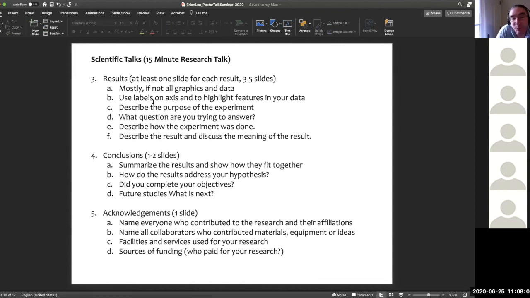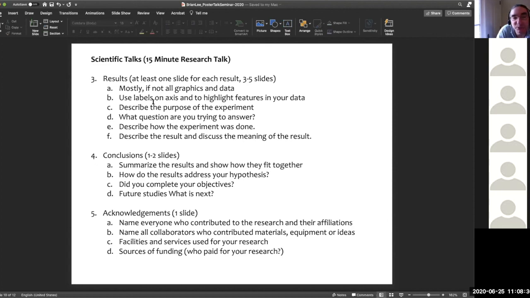You should describe the purpose of the experiment that you're doing. What question are you trying to answer with that experiment? And then describe how the experiment was done. You want people to understand what the experiment is and how you actually accomplished it. And then describe the result and discuss what the meaning of the result is. So this is kind of a combination of results and discussion.